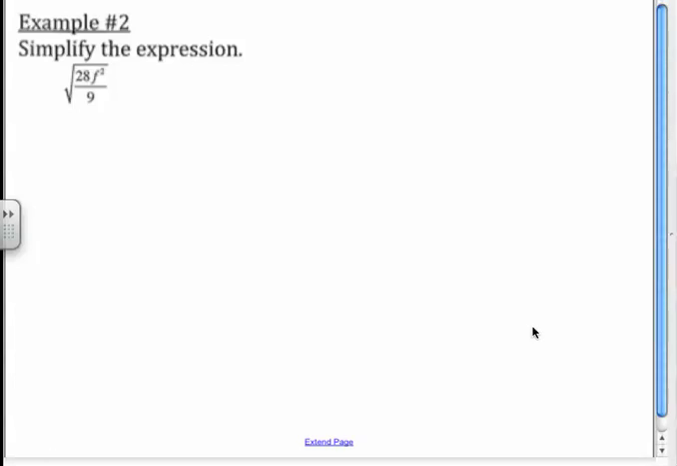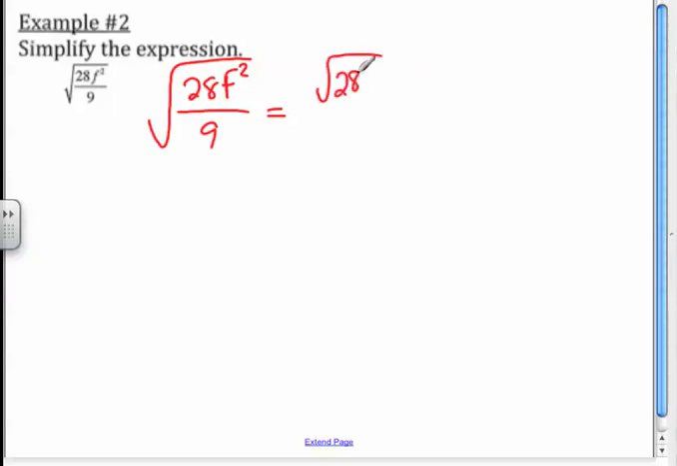Example 2, simplify the expression, the square root of 28f squared over 9. I'm going to write that a little bit bigger. It looks like it may be a little fuzzy, so let me write it like this. Guys, whenever I have a fraction under a radical, I can write this, or I should write this, as the square root of the numerator over the square root of the denominator. Always. Anytime I have a fraction, I can always separate it into two radicals, or two square roots, just like that.